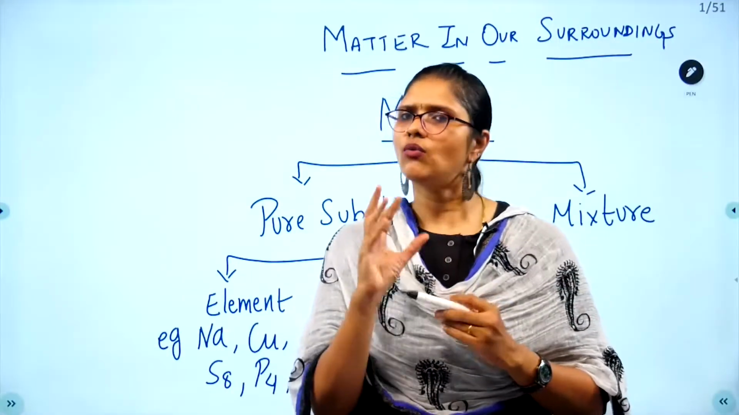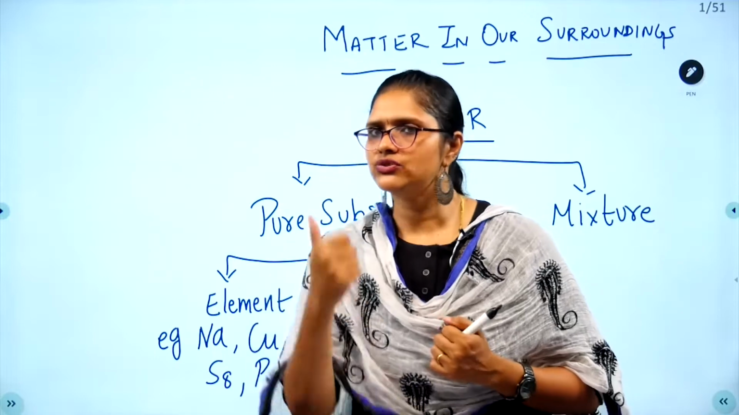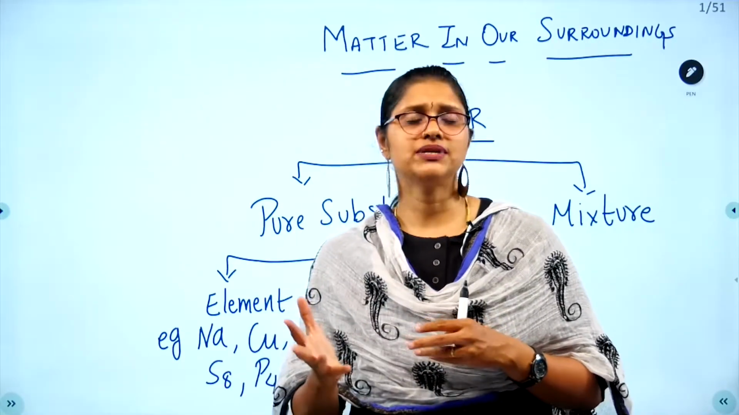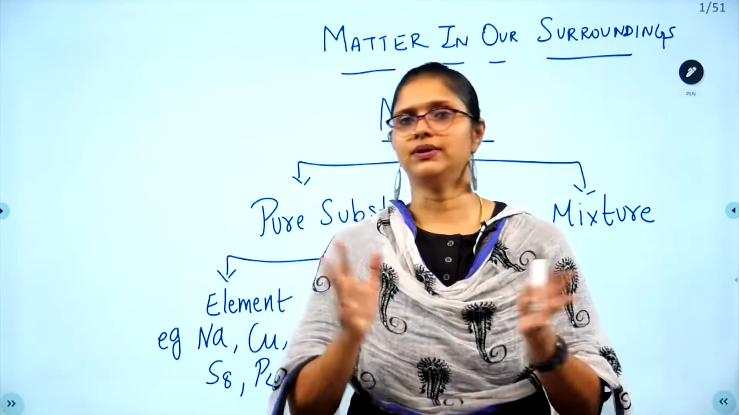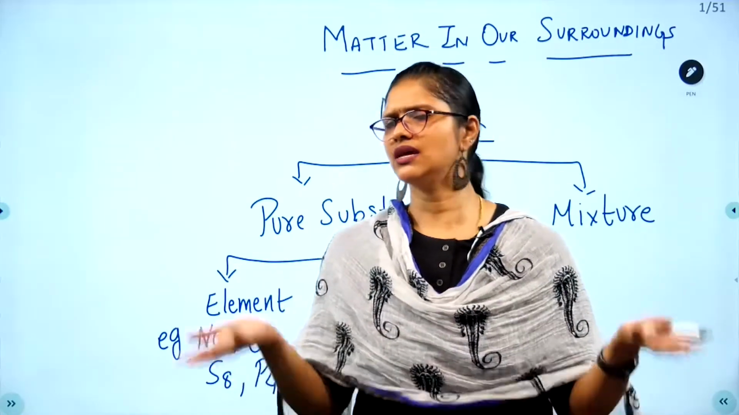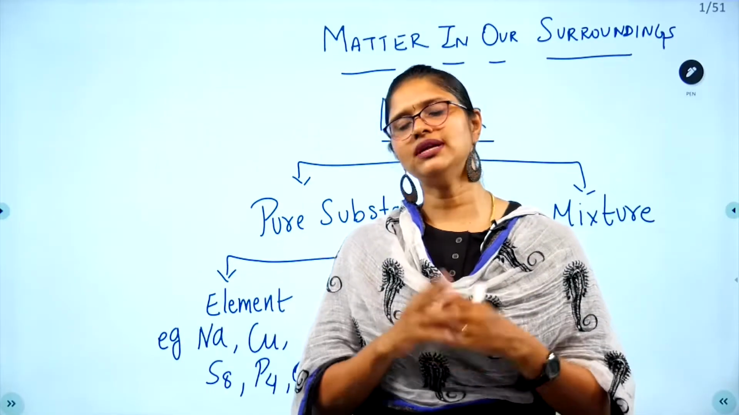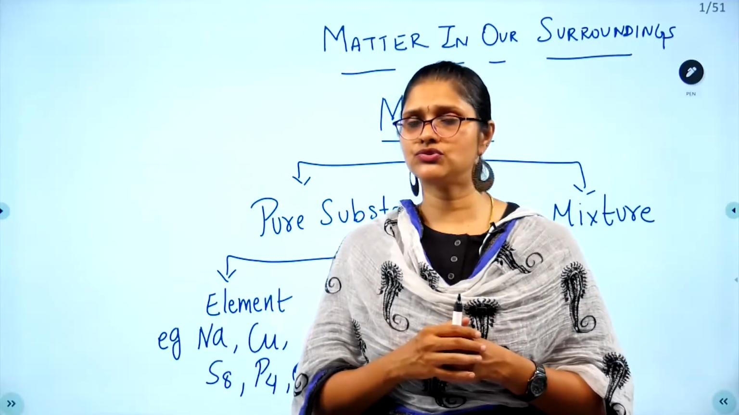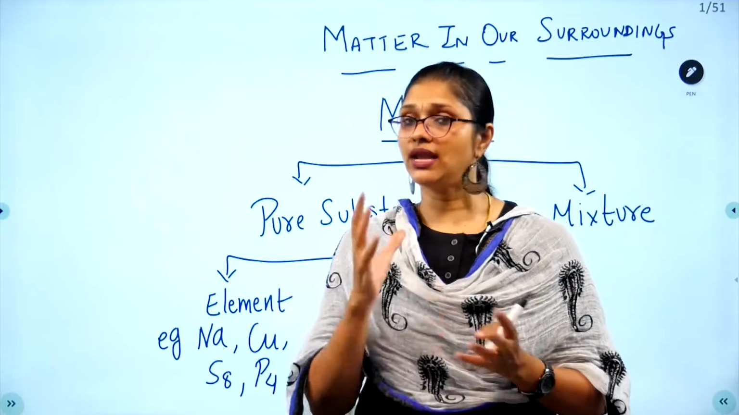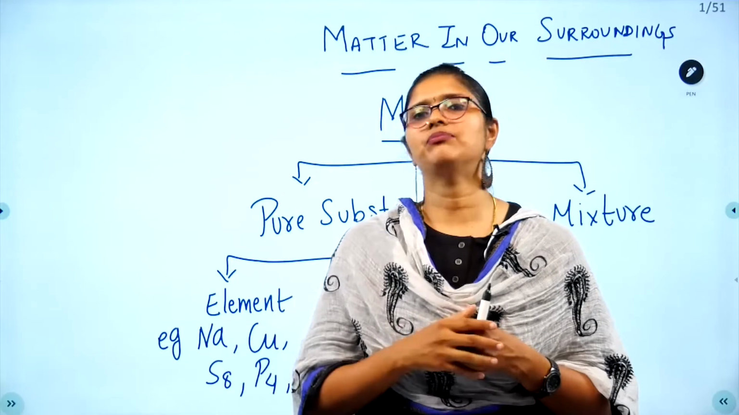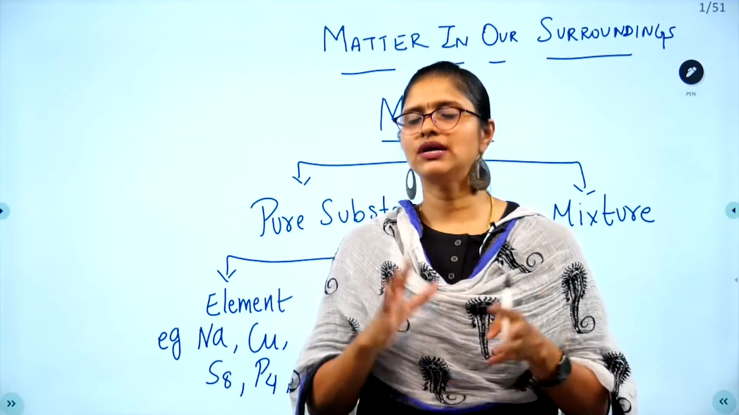But what you observe here, if it is sodium, it is made up of only sodium. If it is copper, it is made up of only copper. If it is phosphorus, it is made up of only phosphorus. It doesn't have any other thing, right? So then it is called element. I hope you understood what is element. Element is the substance which is made up of only one type of atoms.